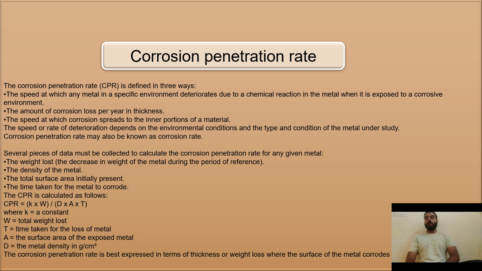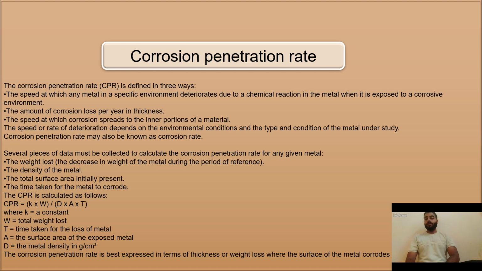Several pieces of data must be collected to calculate the corrosion penetration rate for a given material. The weight loss, the decrease in weight of the metal during the period of reference. The density of the metal, the total surface area initially present, and the time taken for the metal to corrode. The CPR is calculated as follows. CPR is equal to K into W divided by D into A into T, where K is a constant, W is weight loss, T is time taken for the loss of metal, A is the surface area of the exposed metal, and D is the metal density in gram per centimeter cube.